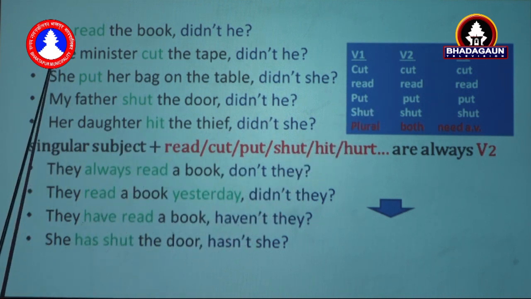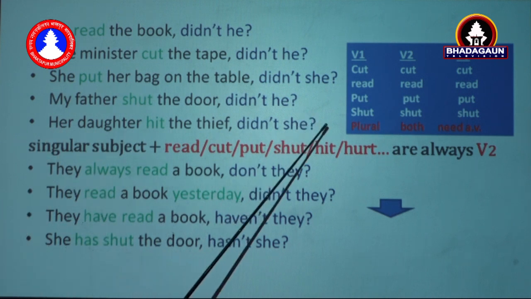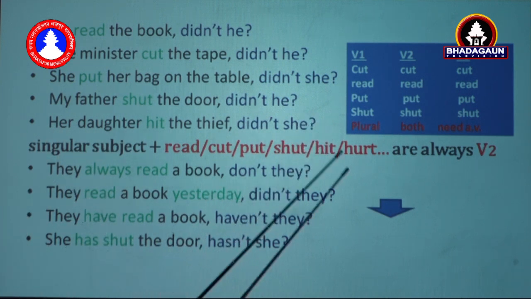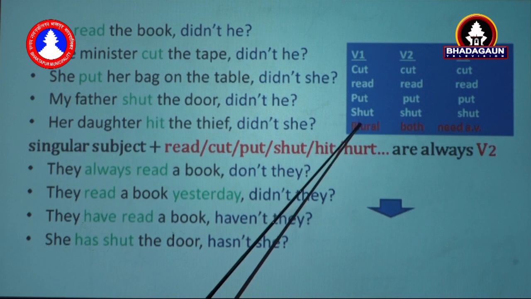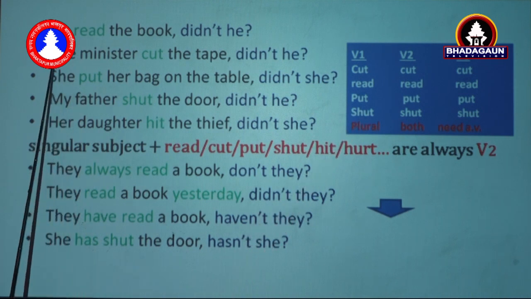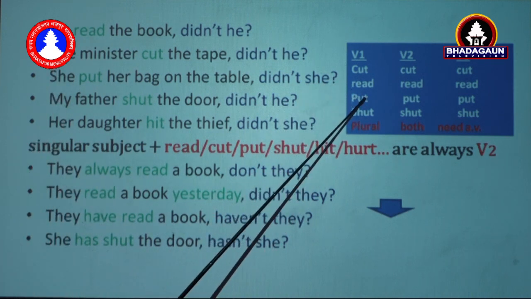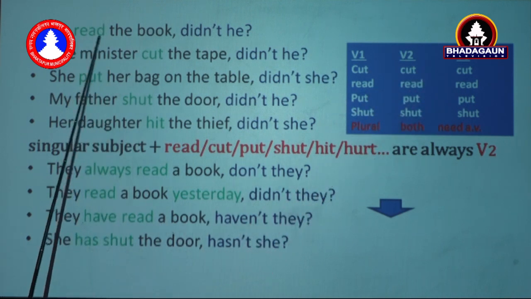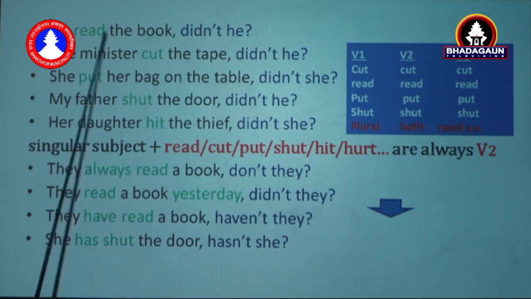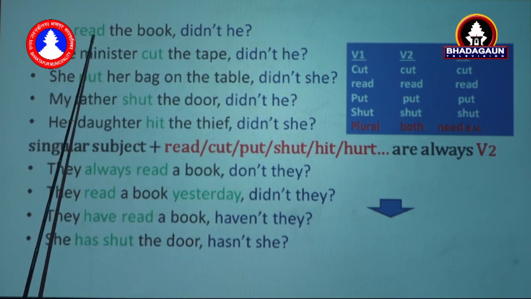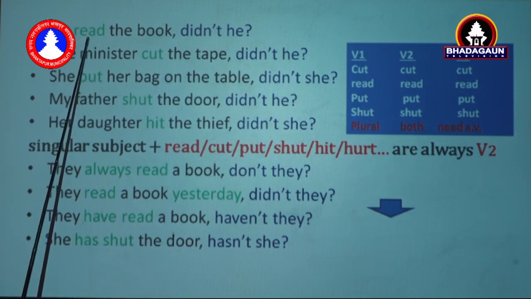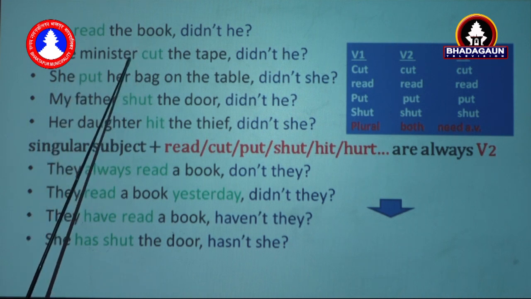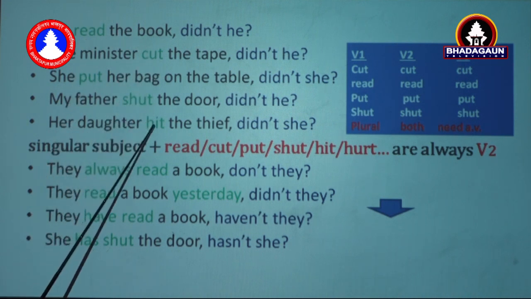So singular subjects always agree with a singular verb, but verb 1 is plural. So he is singular, it cannot agree with plural. That's why it is not verb 1. It is not verb 3 because there is no have, has, had auxiliary verb. So ultimately this is neither verb 1 nor verb 3. Ultimately it's verb 2. In the same case: caught, put, shut, hit, right?